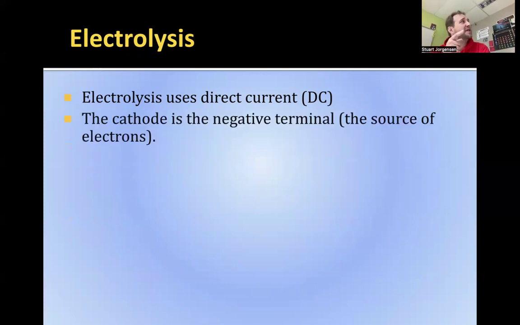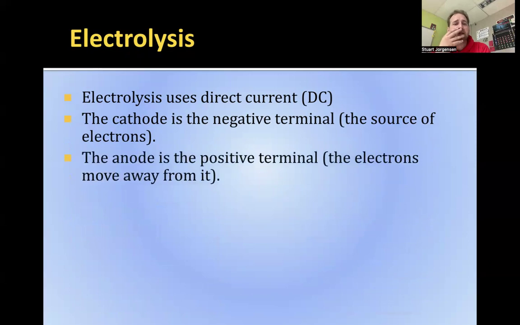The big difference is your cathode is the negative terminal. It's the source of the electrons; it's got extra electrons hanging out there. Your anode is the positive terminal. The electrons are moving away from it. That's why we see the ions move the way we do to those corresponding electrodes. I'm going to just put them all up.